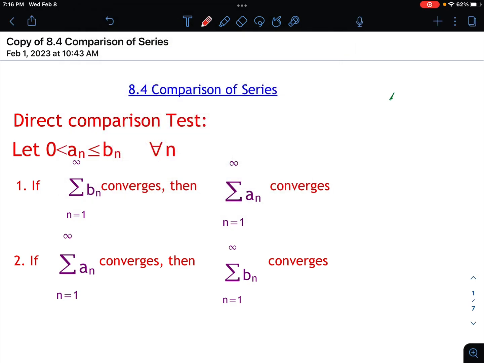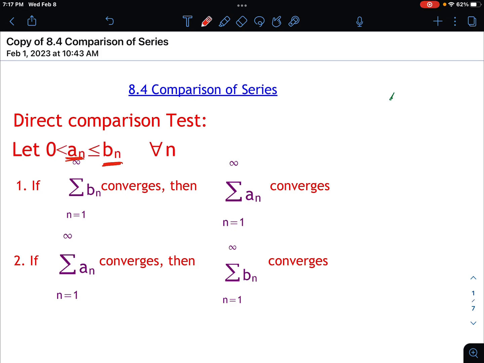What we're going to be talking about today is one of the most powerful tests you're going to have when it comes to series. It's called the comparison test. The direct comparison test is very useful because if you know something converges and it's larger than the series that you're looking at currently, then you know that it also converges.